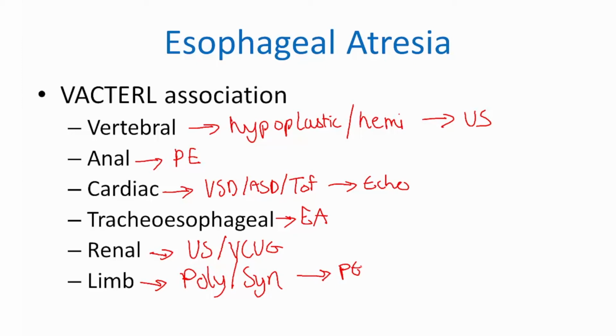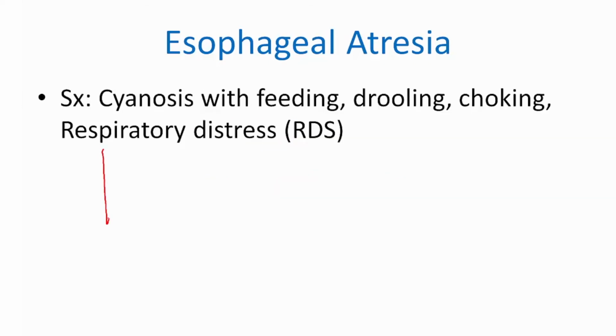Just to summarize, esophageal atresia is associated with other defects known as VACTERL. We should be thinking about them after we have confirmed the diagnosis. So let's go back to the pathophysiology.